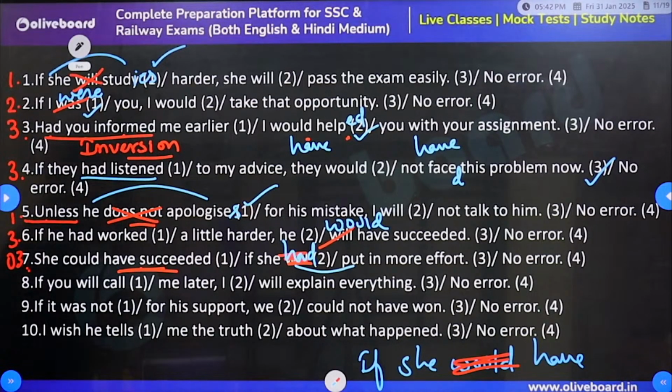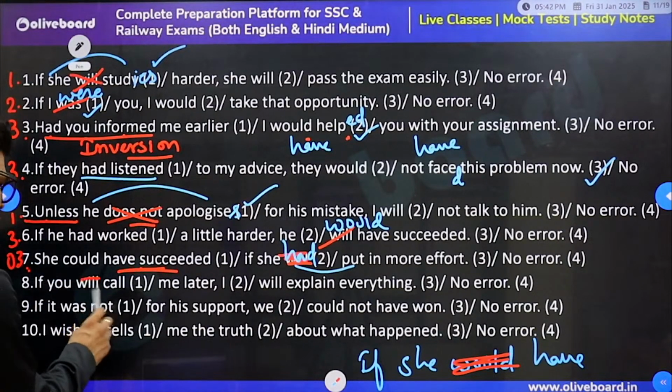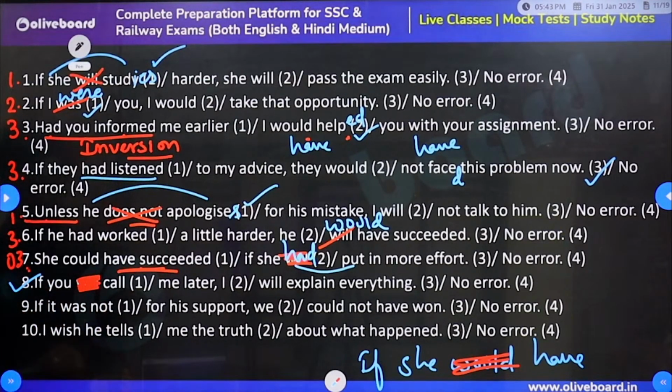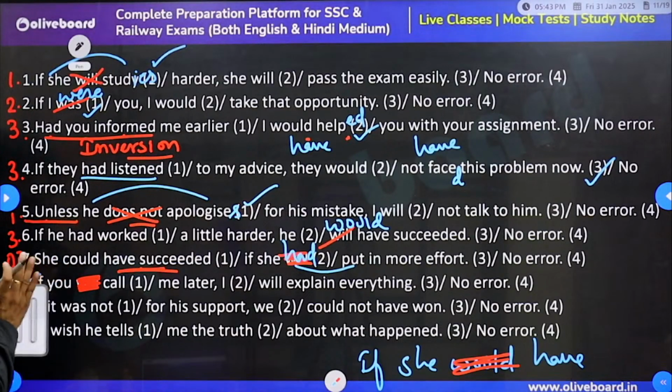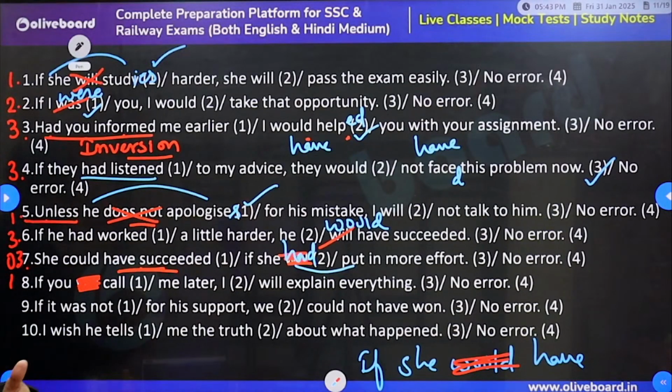Eighth one I haven't marked yet. If you will call me later, I will explain everything. If you call me later, I will explain everything. The first conditional, what's wrong? Prerna. The first conditional. If you call me, I will explain. Done.